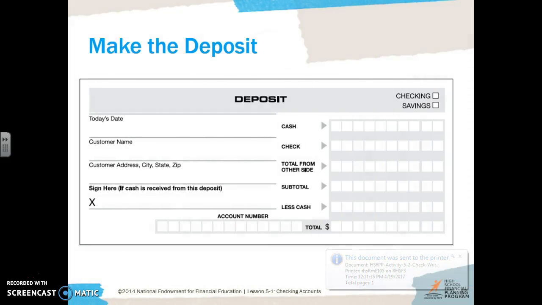This is what a deposit slip looks like. So if you ever fill out a deposit slip, you would input today's date, your name, and your address and your city, state, and zip code. You'd also sign here. So it looks kind of weird. Today's date goes below. Customer name goes below, customer address goes below on the line below these words, and then you sign here.